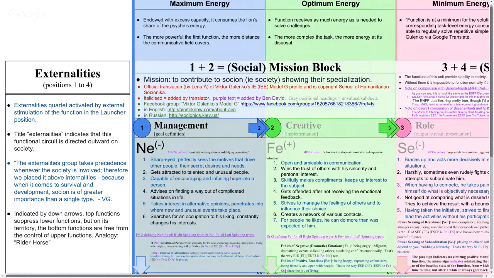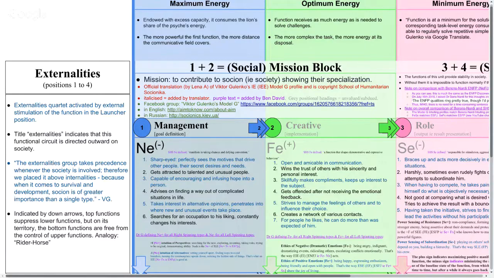The title externalities indicates that this functional circuit is directed outwards on society. The externalities group takes precedence whenever the society is involved. Therefore, we placed it above internalities because when it comes to survival and development, Socion is of greater importance than a single type. Indicated by down arrows, top arrows suppress lower functions, but on its territory, the bottom functions are free from the control of the upper functions. Analogy, ride a horse.